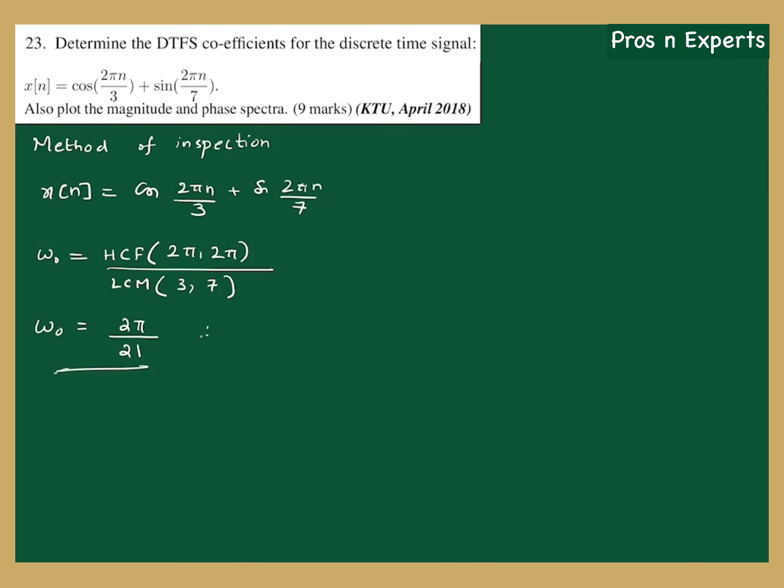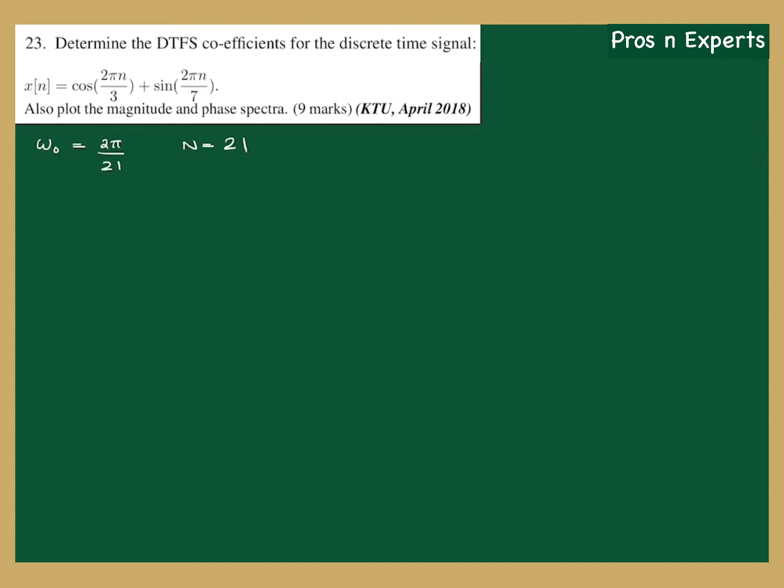Therefore, what is the time period? The time period is N equal to 2 pi by omega 0, which is 2 pi divided by 2 pi by 21, which is equal to 21 samples. So we have got the angular frequency and the time period. We have to save them for a later point. These are the two results we have obtained so far.